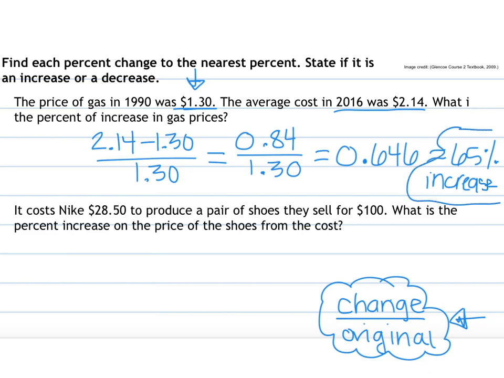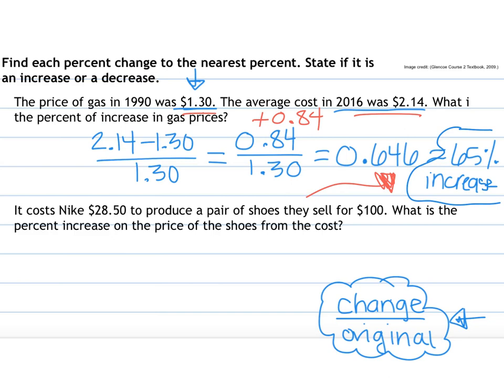The reason why we do a percent difference instead of just subtracting it, so we could say, yeah, it went up from 1990 to 2016, it went up 84 cents, which doesn't really seem like a lot. But then when we say it actually increased 65%, from that much, that really shows us, from $1.30 to $2.14, that's a 65% increase.